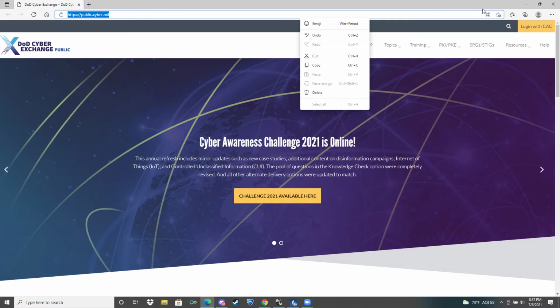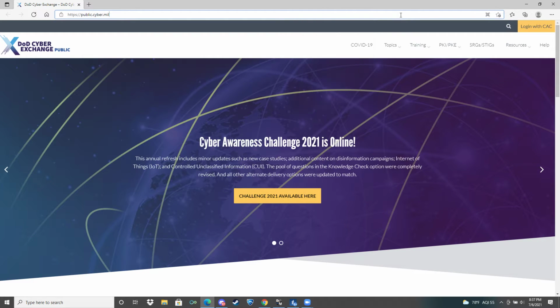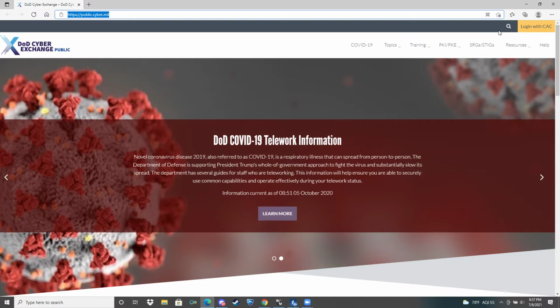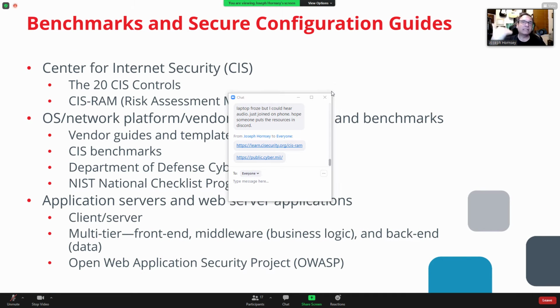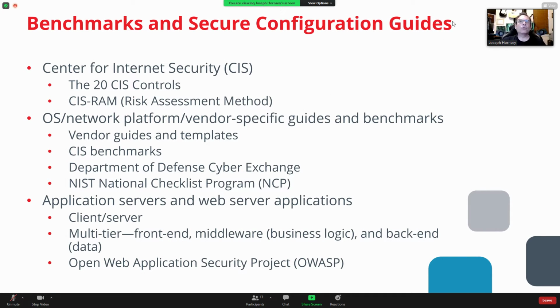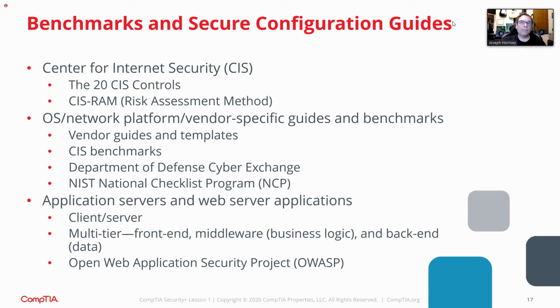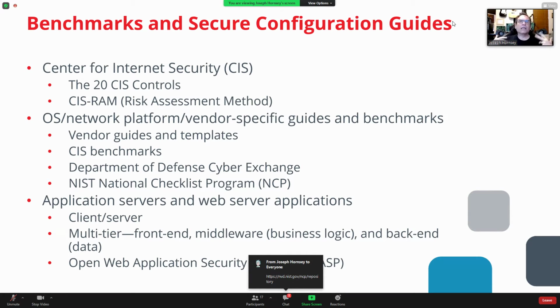I put the link into the chat, and this is where, if I'm implementing, I don't know, a particular type of switch or router, operating system, or whatever, I can go and find the STIG for how that should be configured. What does the DoD recommend for how you configure those devices? And then you also have NIST, which has put out their national checklist program, which gives you similar information.